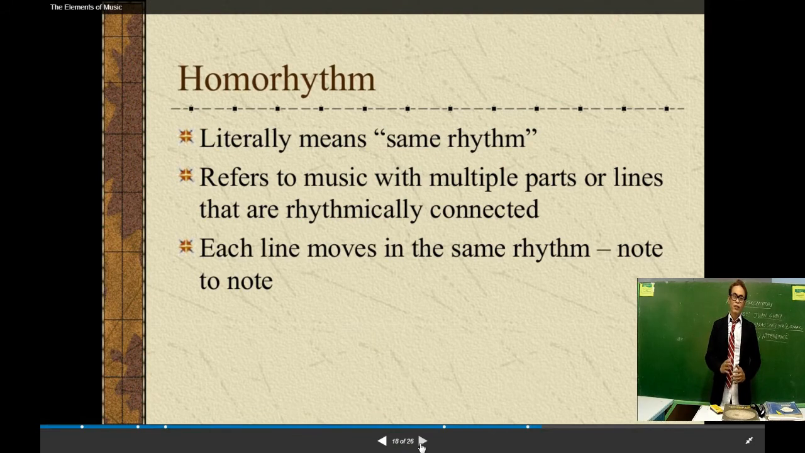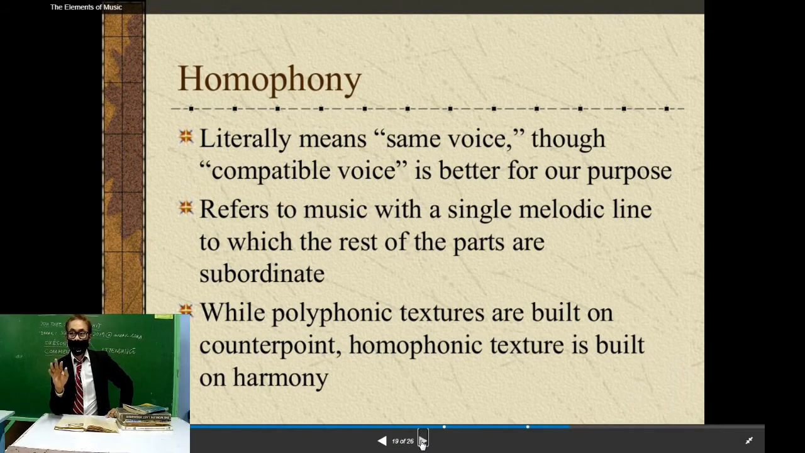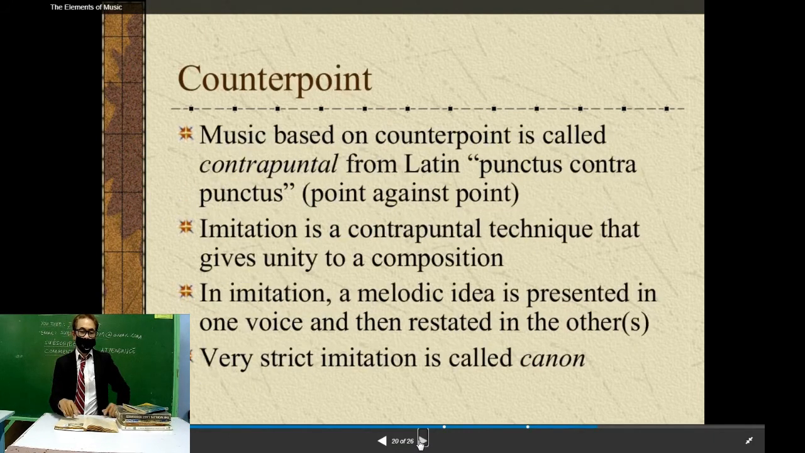That is homorhythm. How about homophony, or one voice, compatible voice? It refers to music with a single melodic line to which the rest of the parts are subordinate, while polyphonic textures are built on counterpoint. Homophonic texture is built on harmony. Counterpoint, harmony, homophonic. Okay, that's homophony.